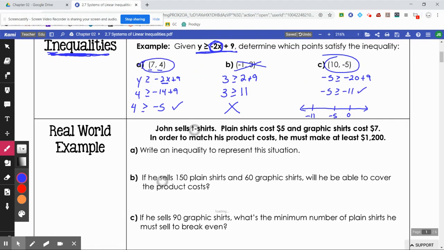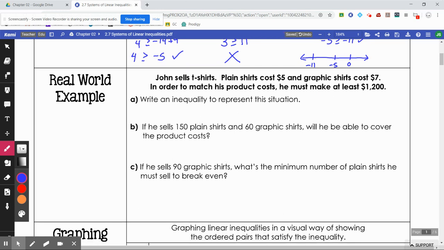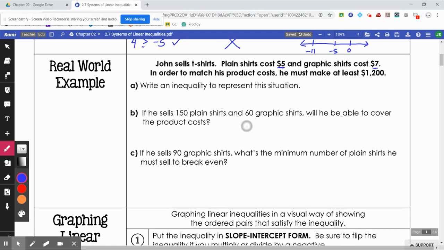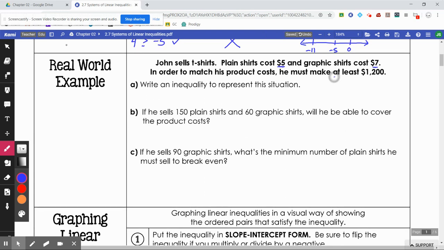Real world examples. The same way that linear equations had real world examples, so do linear inequalities. It says John sells t-shirts. Plain t-shirts cost $5. Graphic t-shirts cost $7. In order to match his product cost, he must make at least. Now, here's where the inequality comes into play. Anytime you're dealing with at least, at most, those types of phrases indicate that you're dealing with an inequality instead of an equation, because it doesn't say he needs to make exactly 1,200.